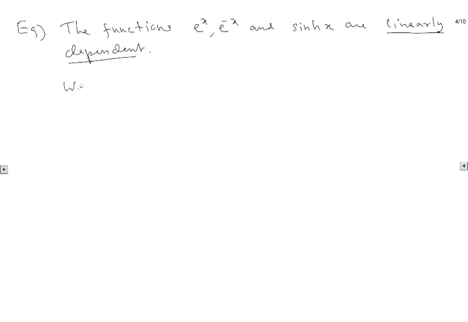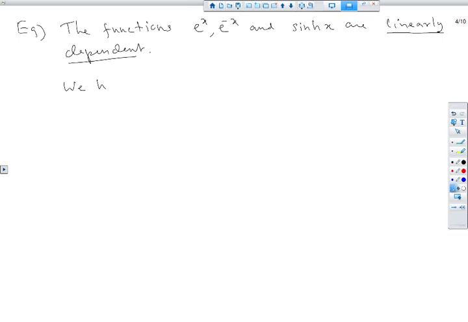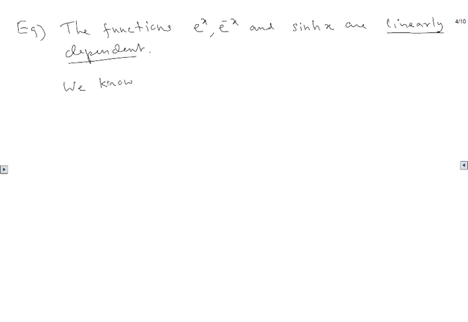So this is the answer for that. We know that the hyperbolic sine is given by e to the x minus e to the minus x over 2. Now we can multiply by 2 both sides and rearrange the terms. So it's 2 sinh x. Now we can bring the e to the x and the e to the negative x to the other side. So you can write this as 2 sinh x plus e to the minus x minus e to the x equals 0.